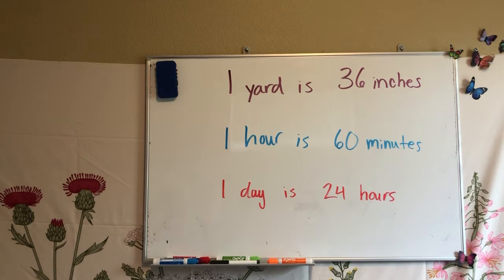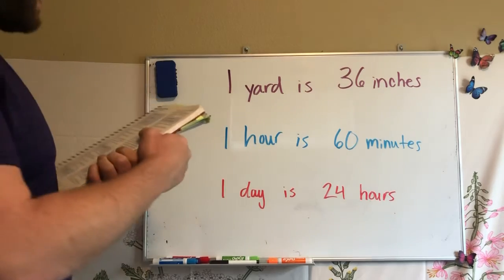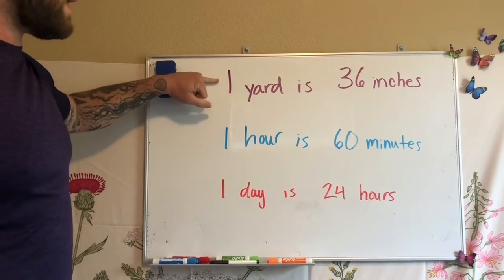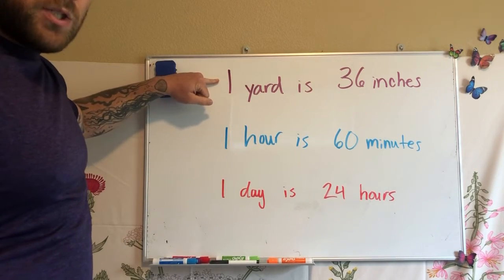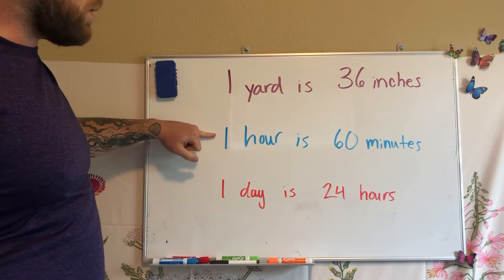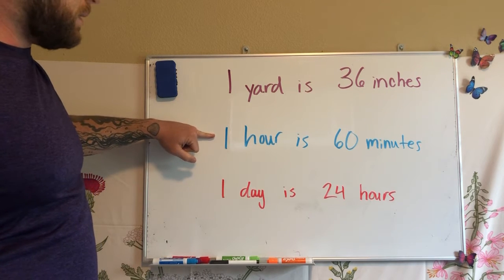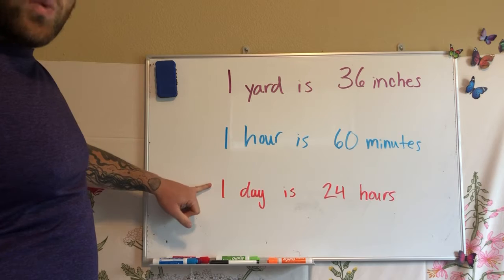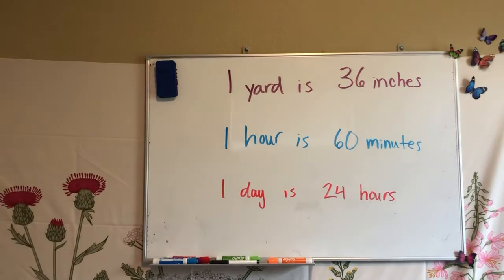All right, so what we have here is 1 yard is 36 inches, 1 hour is 60 minutes, and 1 day is 24 hours. Today we're going to be talking about unit conversion. So, again, let's repeat. 1 yard is 36 inches. 1 hour is 60 minutes. And 1 day is 24 hours.